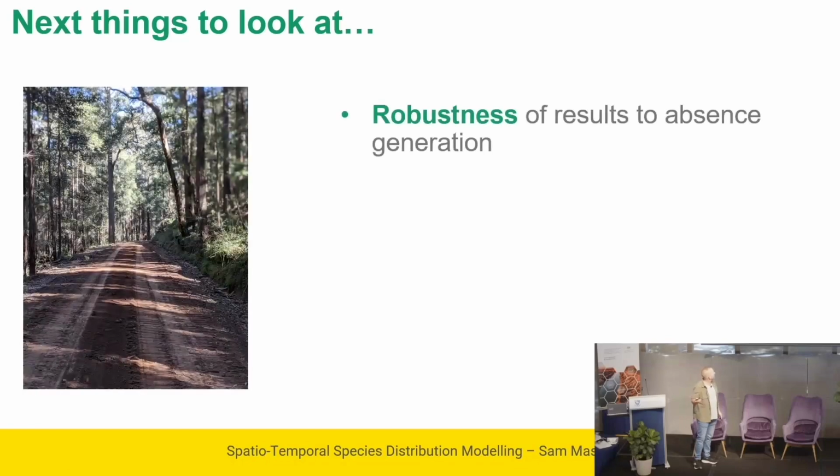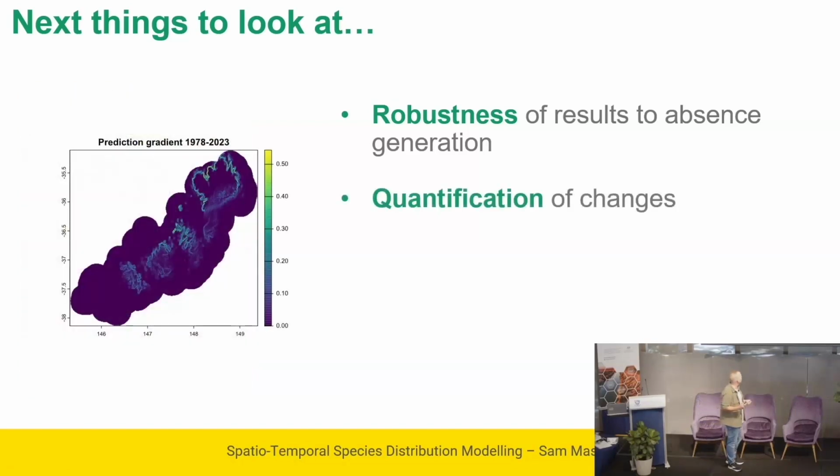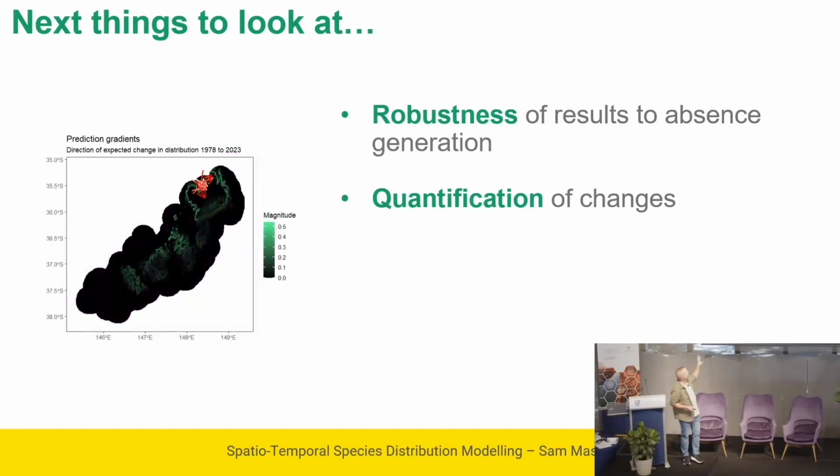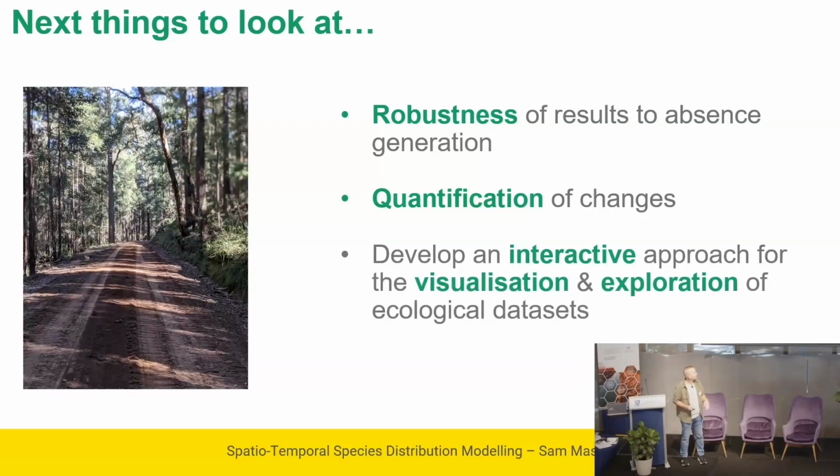All right, so next things to look at is this robustness of results. It's very, very sensitive to the way we generate absences, which is a bit of a problem. We need to dig deeper into that. Really want to look at quantification of changes. So what you've got here is an example where we look at what our predictions for a particular species look like at date 1 and date 2 and how the difference of them, how are those predictions gradients done, and we want to see what direction we might expect to see these things shift as we go forward.